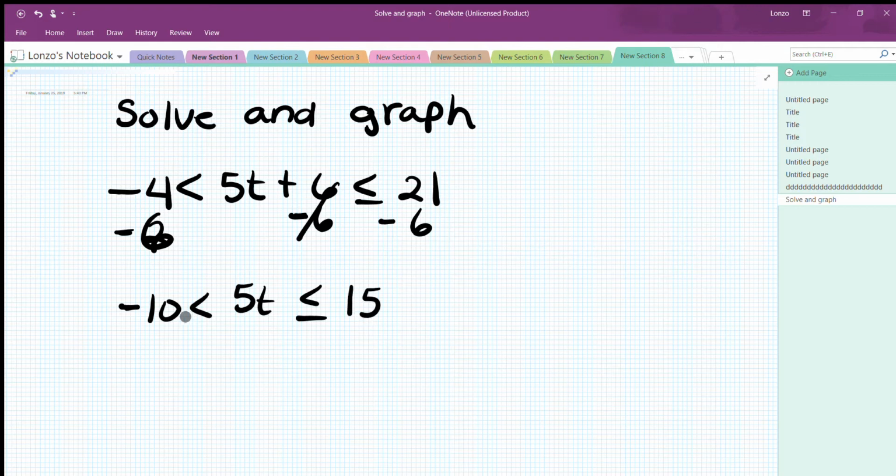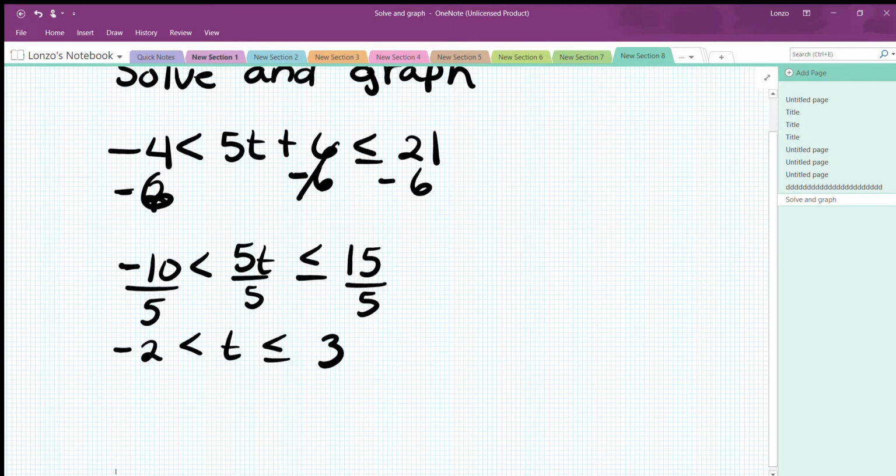Now remember, when we're subtracting a number, we don't change the sign. Only when we divide or multiply by a negative, we flip the sign. So now my last step is to get t by itself, so I have to divide by 5 on both sides. So -10 divided by 5 is -2. The sign does not change. T is by itself, and it's less than or equal to 15 divided by 5, which is 3.